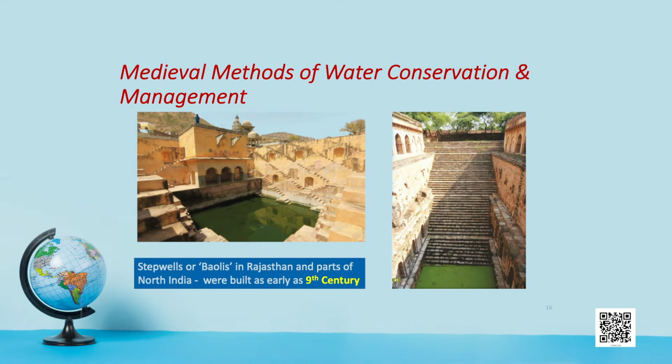When you travel across Rajasthan and North India, you will find quite a few structures dating to the 9th and 10th centuries, known as baulis or step wells, which were built to conserve water. The steps were built so that one could access water even as the water level receded over a period of time.